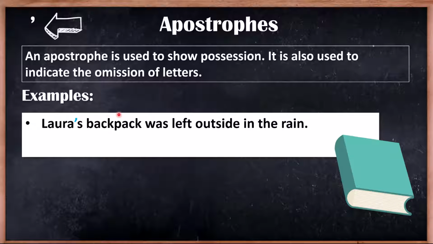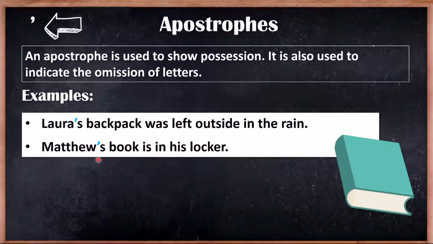For example, Laura's backpack was left outside in the rain. In this example, we're using an apostrophe to show possession. We add apostrophe s to names to show that the noun after the name belongs to that person. So in other languages, they might say the backpack of Laura, but in English, we say Laura's backpack. The backpack of Laura is not common to say in English. Another example, Matthew's book is in the locker. So that apostrophe s just means the book belongs to Matthew.